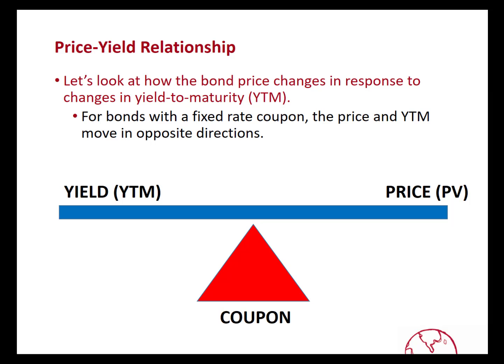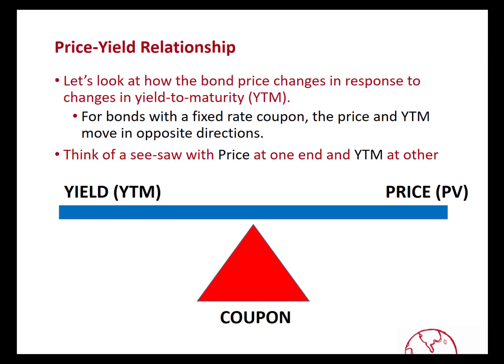Most bonds, which we call bullet bonds, have a fixed rate coupon. When you raise the yield, the price goes down, and when you lower the yield, the price goes up because of discounting. For bonds with a fixed rate coupon, the price and the yield to maturity move in opposite directions. So I like to think of a seesaw where you have price at one end and yield to maturity at the other. As price goes up, yield goes down, and as yield goes up, price goes down.